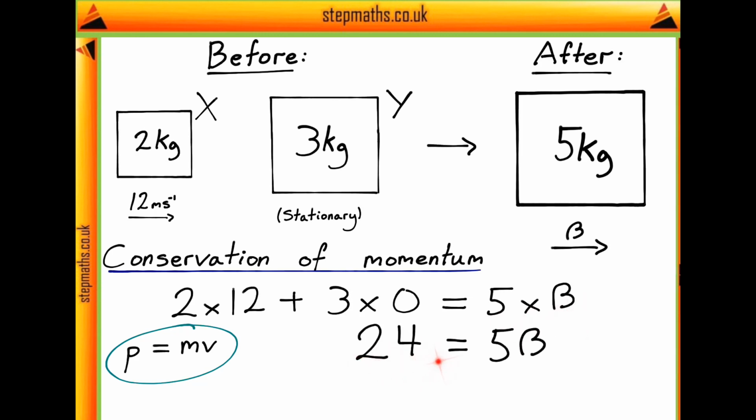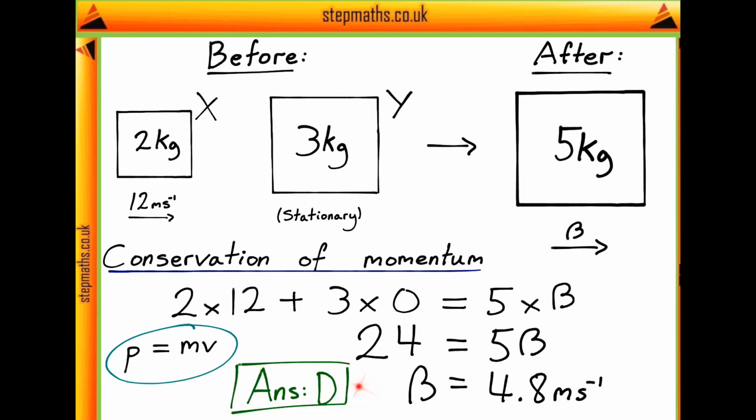Simplifying this, we find that 24 is equal to 5 beta, so dividing through by 5, we get that beta is equal to 4.8 meters per second. So this is going to correspond with answer D given in the question.